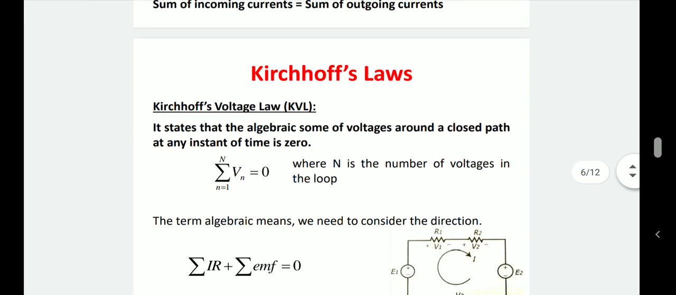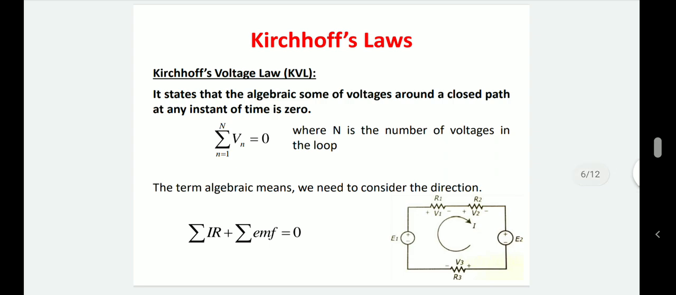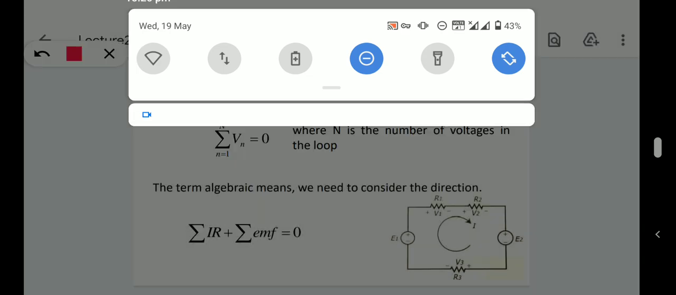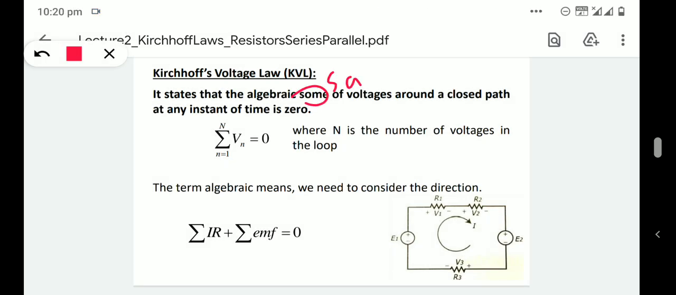Okay, then next we are going to deal with Kirchhoff's voltage law, or KVL. What is meant by KVL? KVL states that the algebraic sum, this is not SOME, it is SUM. Okay, this is SUM, this is a mistake. It states that the algebraic sum of voltages around a closed path at any instant of time will be 0. That is what is meant by Kirchhoff's voltage law: the algebraic sum of voltages around a closed path will be 0.